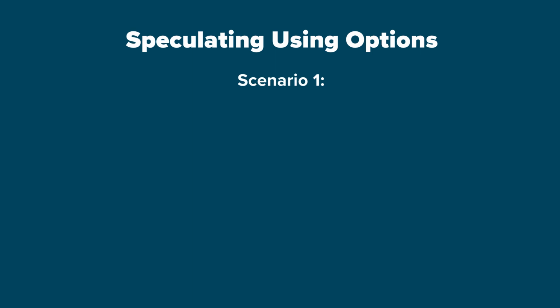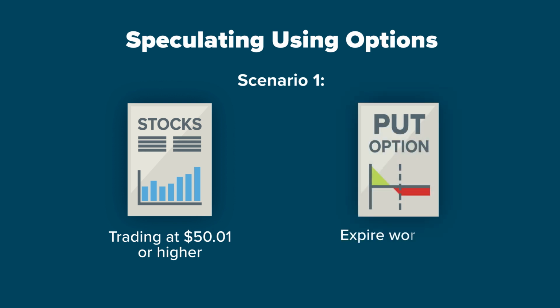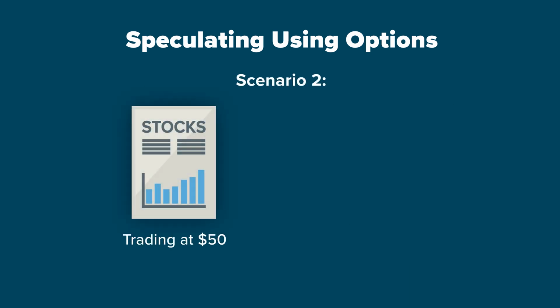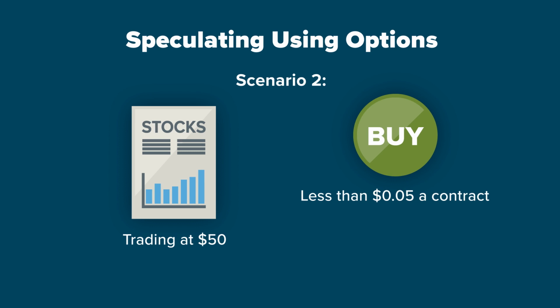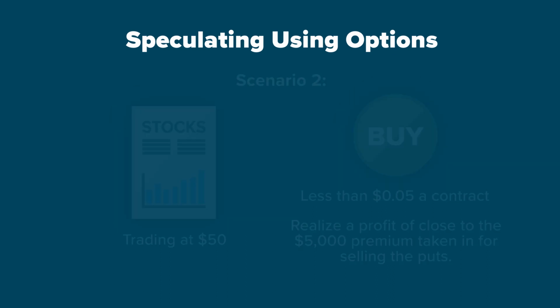Scenario 1. In 2 months' time, ABC stock is trading at $50.01 or higher. The puts expire worthless and the investor makes a profit of $5,000. Scenario 2. In 2 months' time, ABC stock is trading at $50. The trader could most likely buy them back for less than 5 cents a contract at some point on the day of expiration and realize a profit of close to the $5,000 premium taken in for selling the puts.